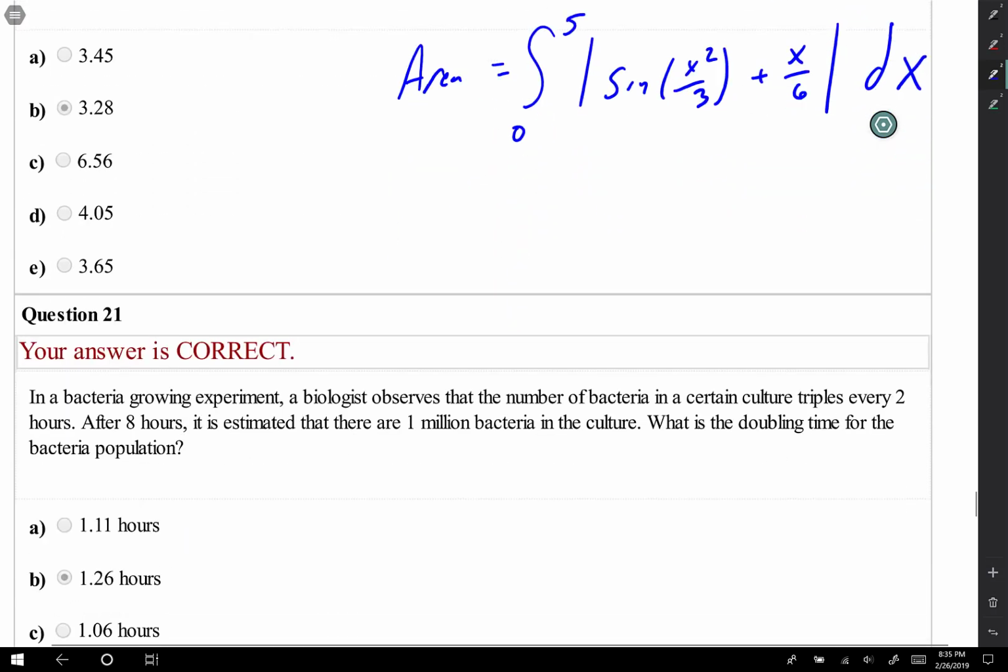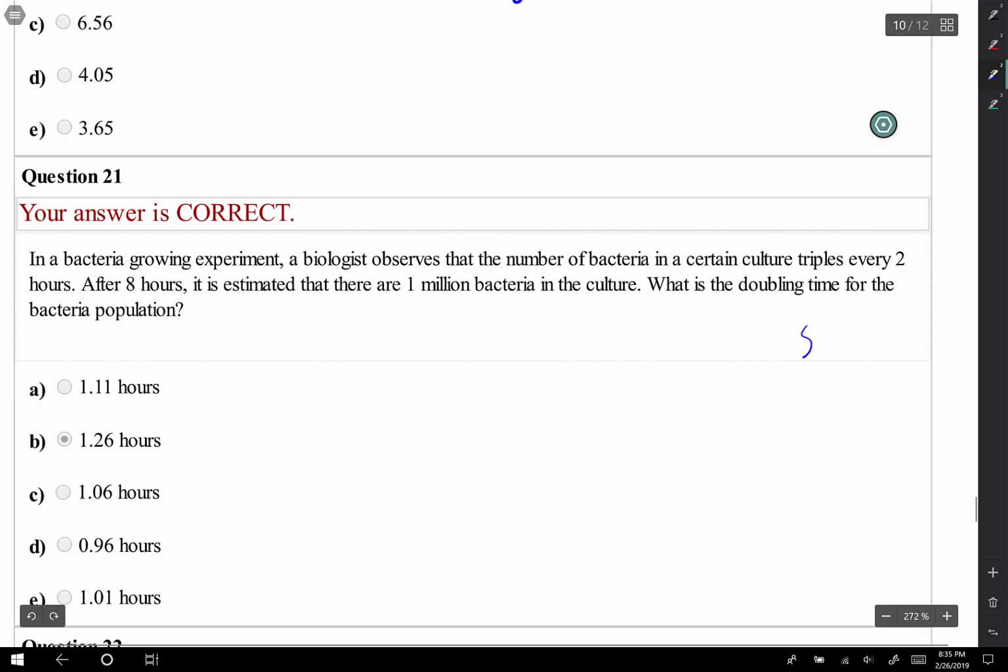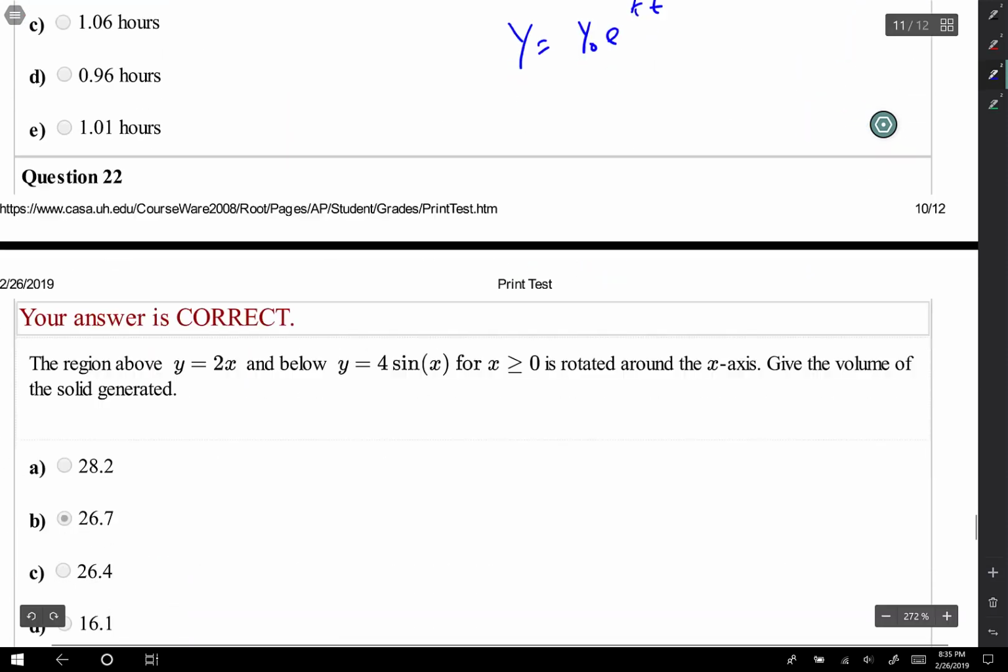All right, let's go to the next one, guys. See notes on this one. We've done it before. See previous notes. It's the same deal. y equals y naught e to the kt, or c e to the kt. Doesn't matter. See previous notes. We have that on that.